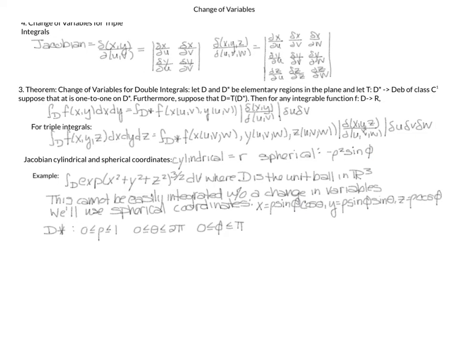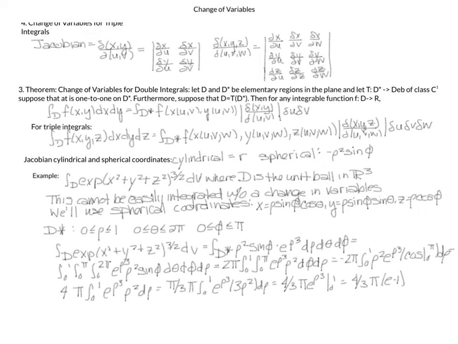Suppose we want to integrate this function, e to the (x squared plus y squared plus z squared) raised to the 3/2, where D is the unit ball. So we're going to integrate this over the unit ball. This cannot be easily integrated without a change of variables. And because we're talking about a unit ball, we'll use spherical coordinates, which I have written out here.